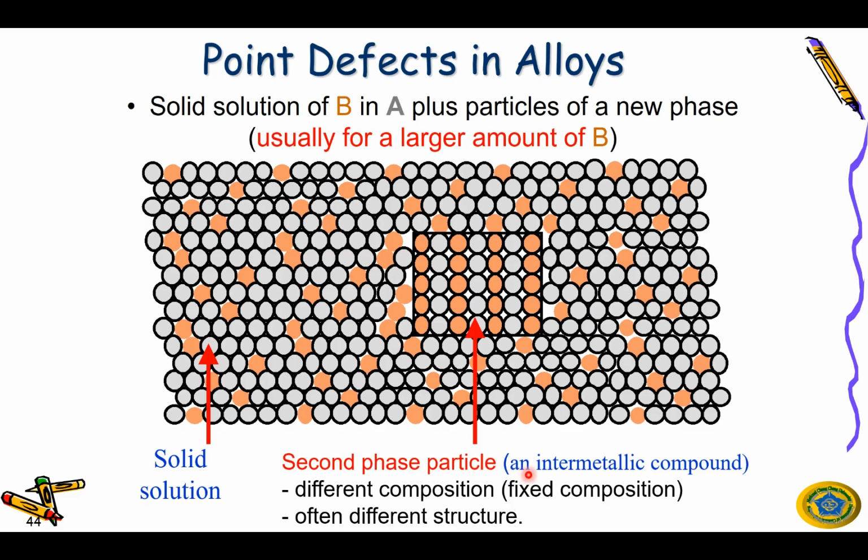And in this case, intermetallic compounds, as you can see, are very different from solid solution. So different compositions. The composition of this area is fixed. It needs to be red, gray, orange, red, gray, orange, gray. So the composition is fixed. And of course, you can see this is a different structure compared to this one. This may be FCC, BCC, but this one is not.